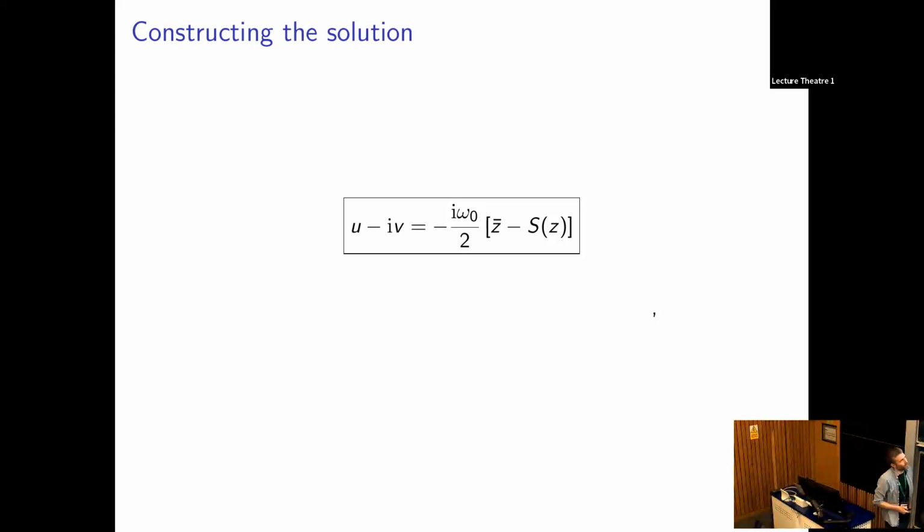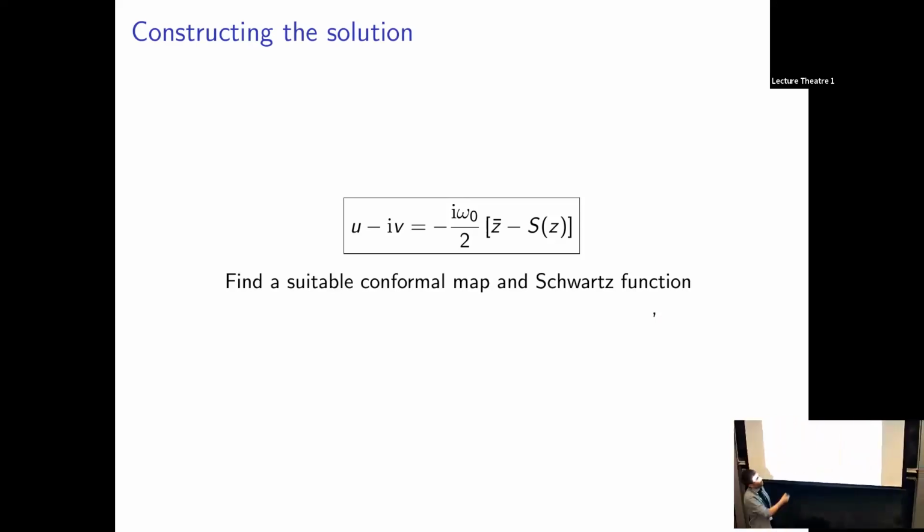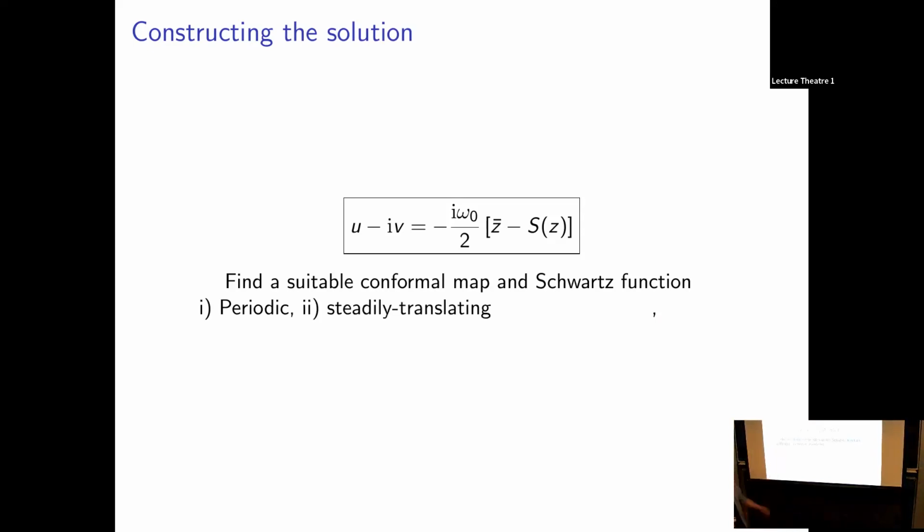So this is our velocity field. And the aim of the game is to find the Schwarz function, and we're going to construct a suitable conformal map, which will tell us that it's periodic. We want three conditions for it to satisfy. First one is that it's periodic. That's kind of easy. Second one is that it's steadily translating. It turns out this is the kicker. Getting it to be steadily translating is where the interest in maths comes from. And we want it to correspond to point vortices. So part one and part three are straightforward. Part two is the kicker.